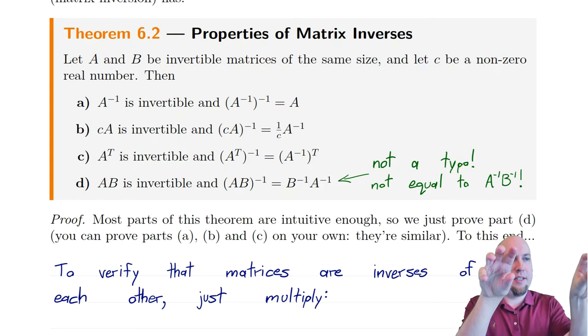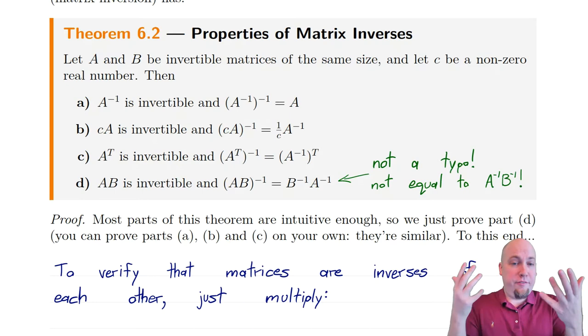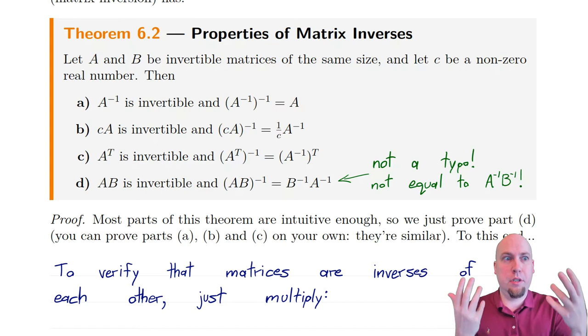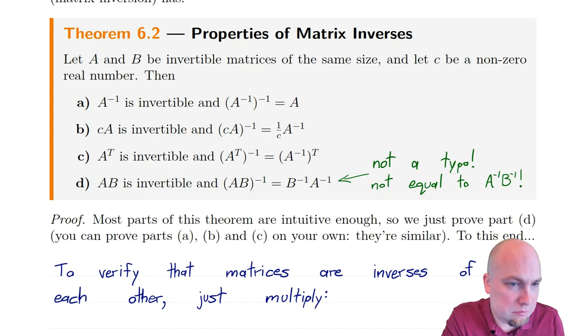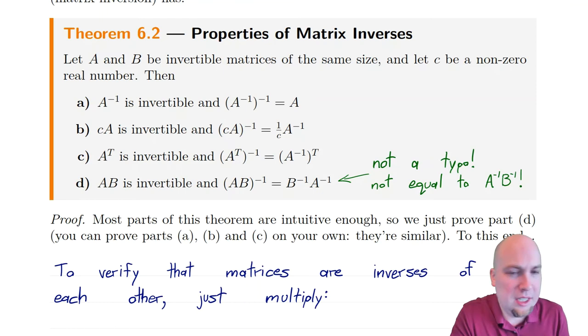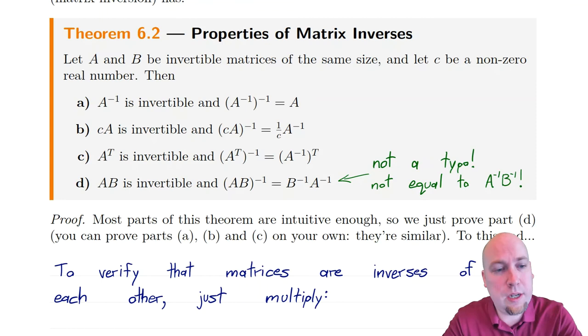Property B is very, very intuitive. Remember, with matrix inverses we're generalizing number inverses, like division of real numbers. The inverse of C times A, where C is a scalar, is just 1 over C times the inverse of A. Hopefully that seems believable, because the inverse of C is just 1 over C. The inverse of a transpose is just the transpose of the inverse. I don't have great intuition for this, but it seems like a nice property, and it's straightforward to prove. We're not going to prove it. We're going to prove property D here, because property D is kind of the weirder one.